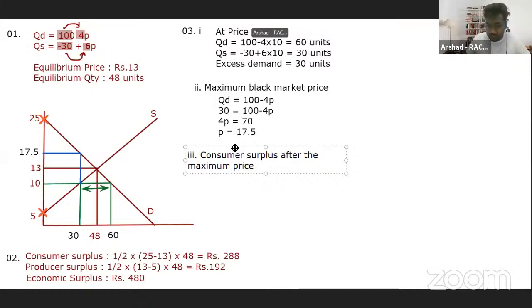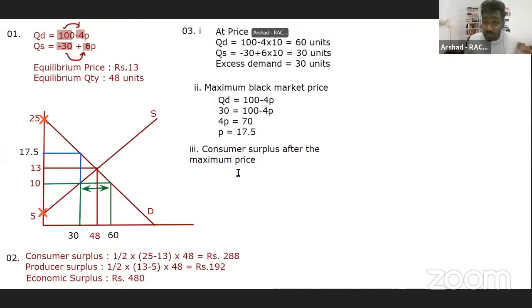price? Now, this is where you need to know that previous diagram that I discussed. The letters, if you don't know the letters, you can't do this. In simple terms, guys, the black market price, again, I'm hoping you were there at the beginning. So how do you find the maximum black market price?